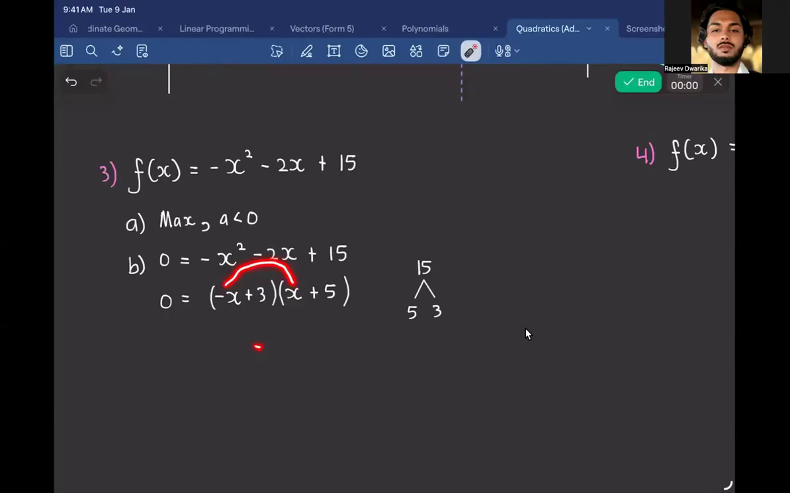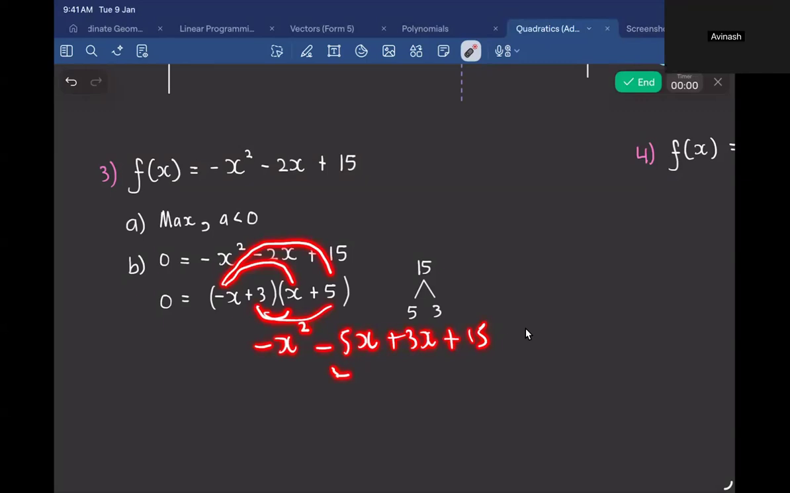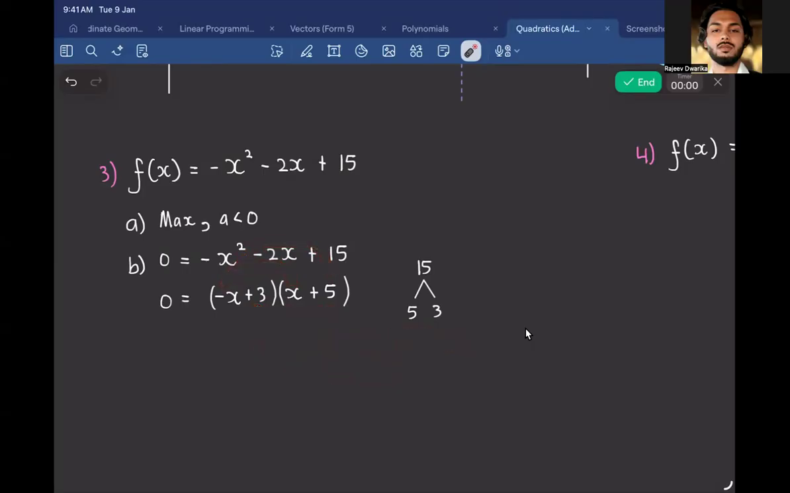Minus x by x is minus x squared. Minus x by 5 is minus 5x. 3 by x is plus 3x. And 3 by 5 is 15. What is minus 5 plus 3? Minus 2. Right.